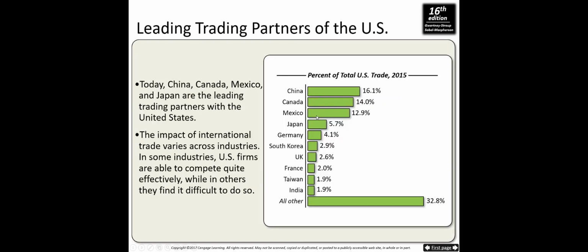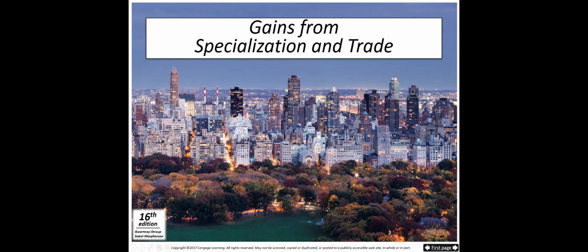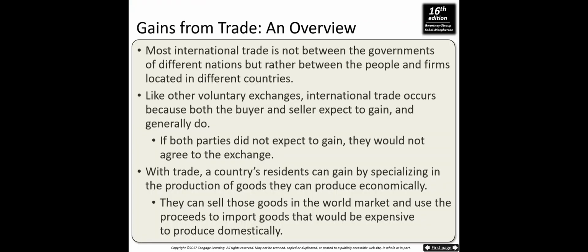So what are the leading trading partners of the US? As you can see, China, Canada, Mexico, and Japan are the leading trading partners. Also, the US trades with European Union countries. The impact of international trade varies across industries. In some industries, US firms are able to compete quite effectively, while in others, they find it difficult to do so. So let's first talk about gains from specialization and trade.